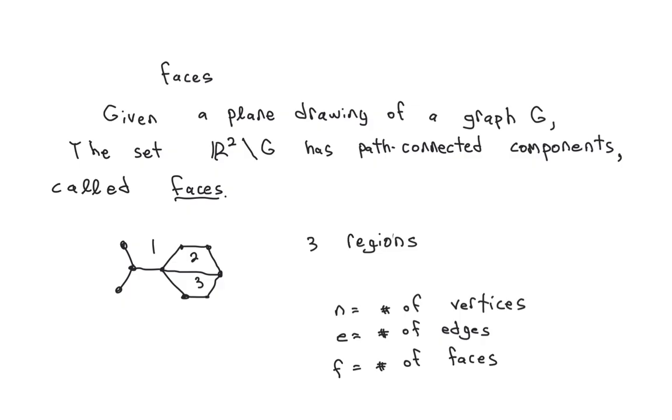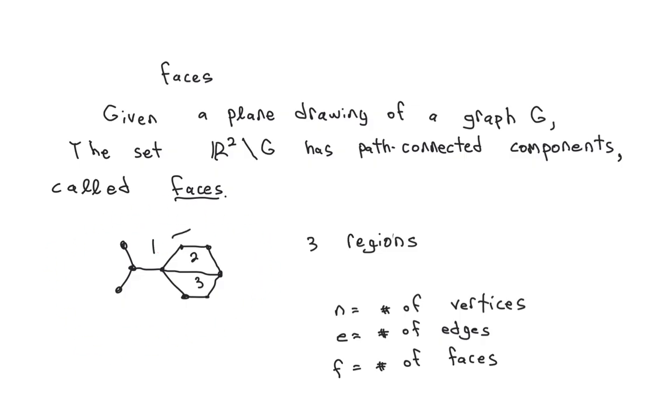One of the first steps has to do with studying the concept of faces. So if you have a plane drawing of a graph G, and you remove the points that are in this drawing, so the vertices and the points along the edges, then what you have left has path-connected components called faces. And I labeled the faces here, so there's the face 2 here that's bounded by this trapezoid. There's this face 3 that's bounded by this other trapezoid. And then there's this face 1 that consists of everything outside the drawing.